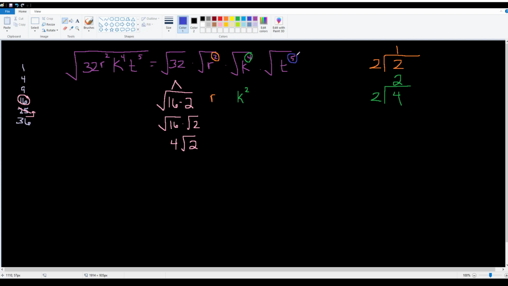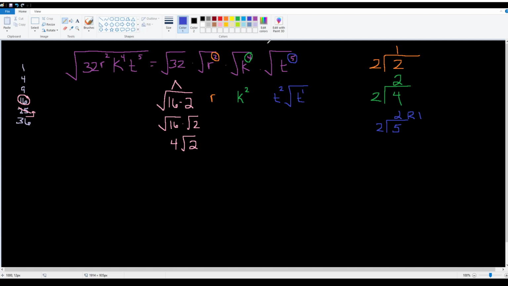Do the same thing with t. We have t to the 5th. So I take 5 divided by 2. I get 2, but this time I have a remainder of 1. So here, I'm going to have t to the 2nd, because of the 2 here, on the outside of the radical, and a t to the 1st on the inside of the radical.